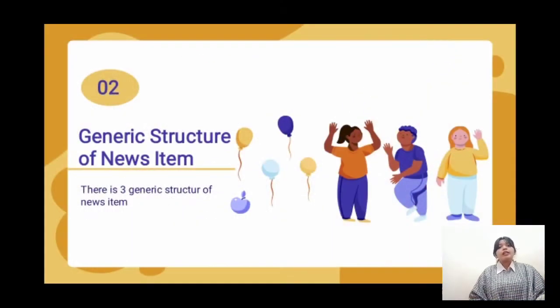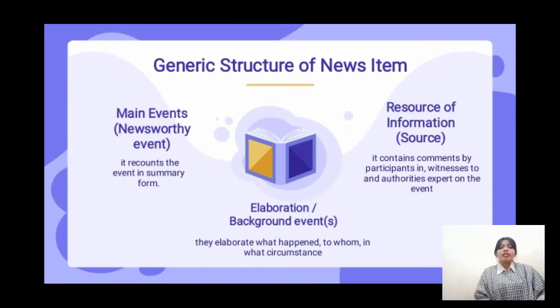And then the next is the generic structure of news item. There are three generic structures of the news item. The first is main events, or newsworthy event. It recounts the event in a summary form. And then elaboration, or background event, that is the main body of the news item itself.